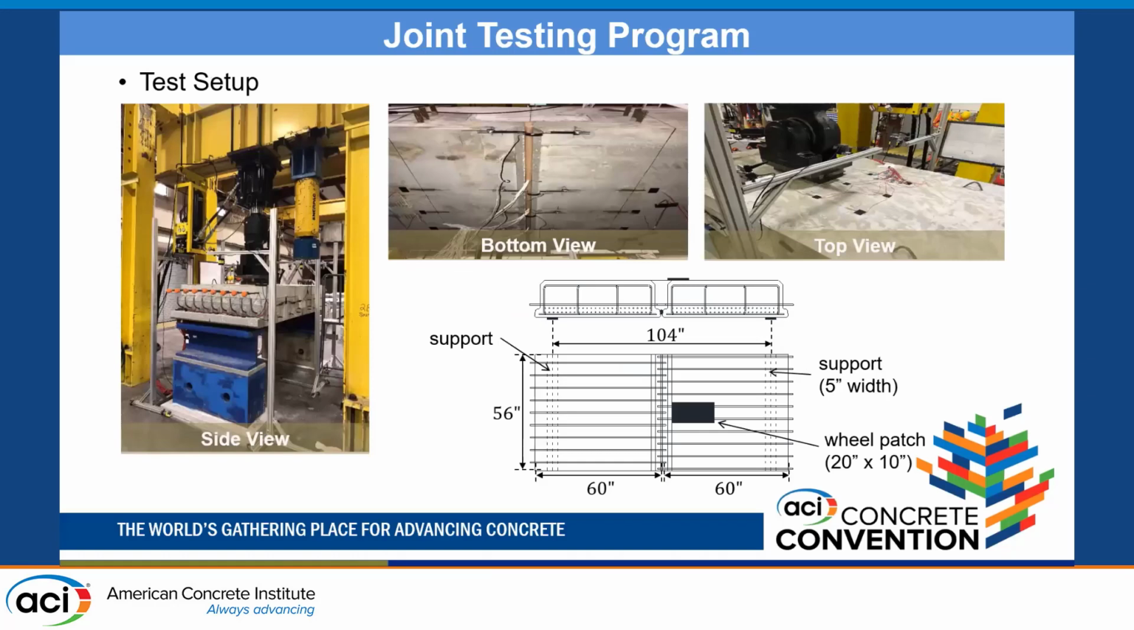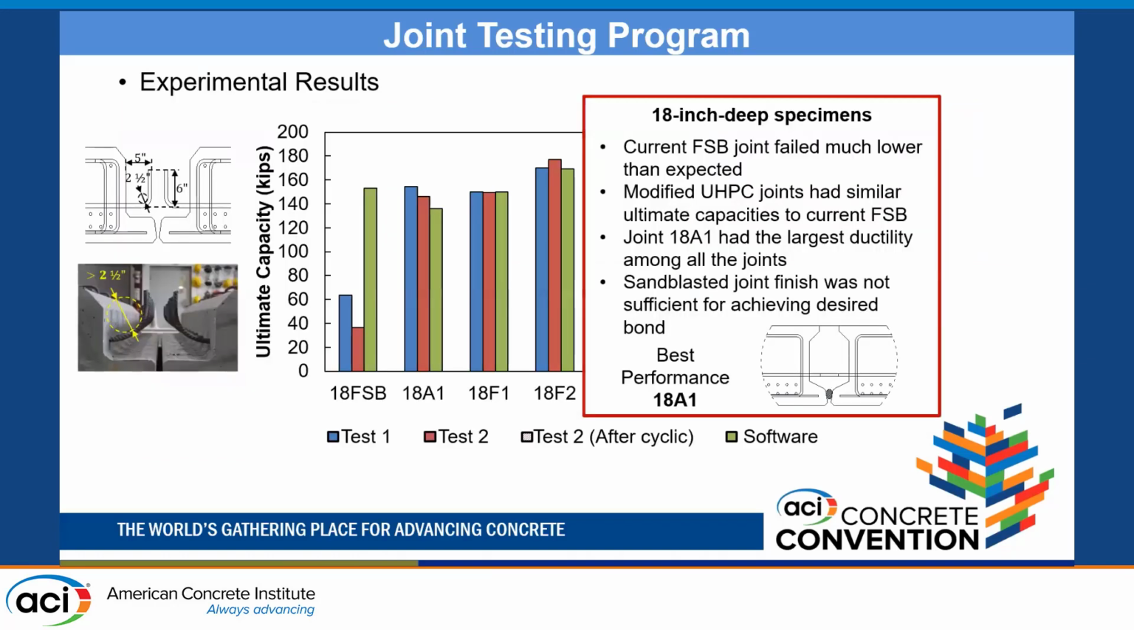This is a test setup we came up with, basically following guidelines that the Federal Highway Administration used for box girders. This is for the small scale, and we applied basically a 3-point bending test where we exerted the load using a wheel patch geometry adjacent to the joint region so that we could create shear and moment at that joint boundary specifically. Some brief experimental results: for the ultimate capacity, pretty much all of them performed similar or better than the original FSB detail, and the best performance was 18A1, which is the diamond-shaped keyway detail.